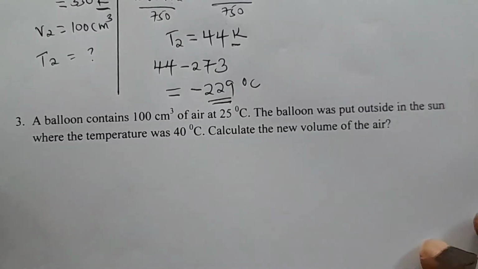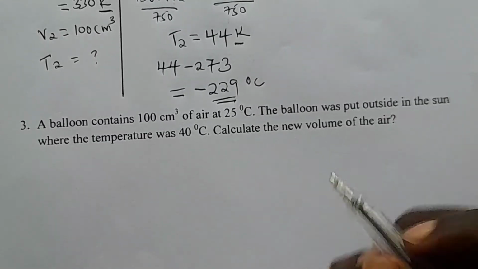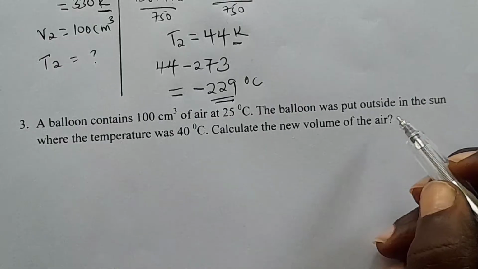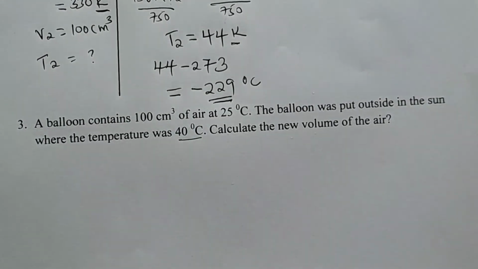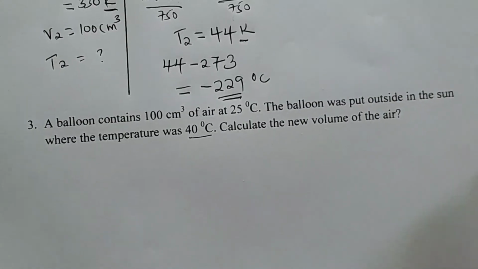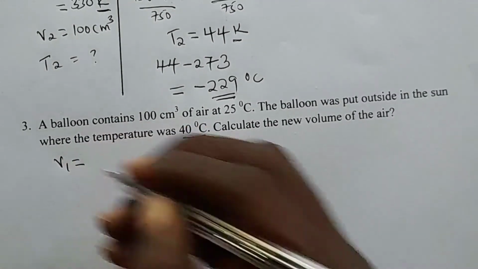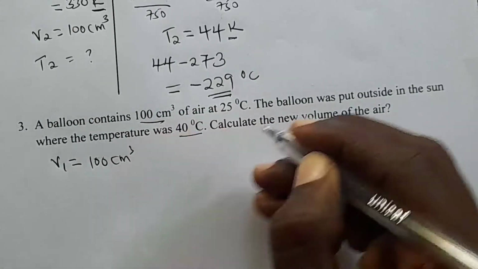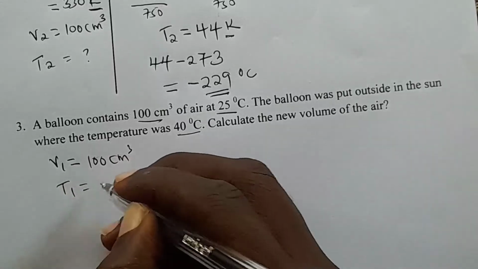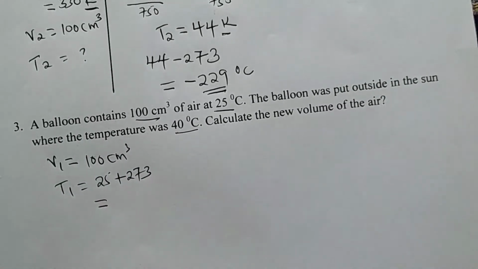Number 3, you are told a balloon contains 100 centimeter cube of air at 25 degrees Celsius. The balloon was put outside in the sun where the temperature was 40 degrees Celsius. So calculate the new volume of the air in the balloon. So we have again our values. What do you have as your volume 1? 100 centimeter cube. What about your temperature 1? Temperature 1 is 25 degrees Celsius, but you are supposed to convert that into the Kelvin scale.